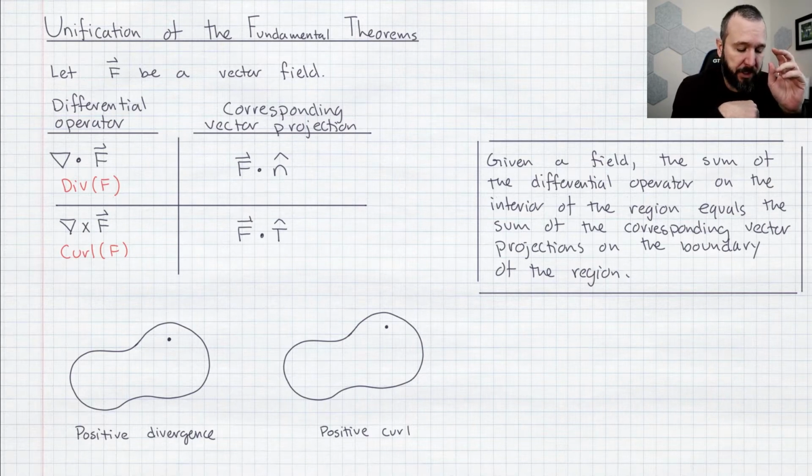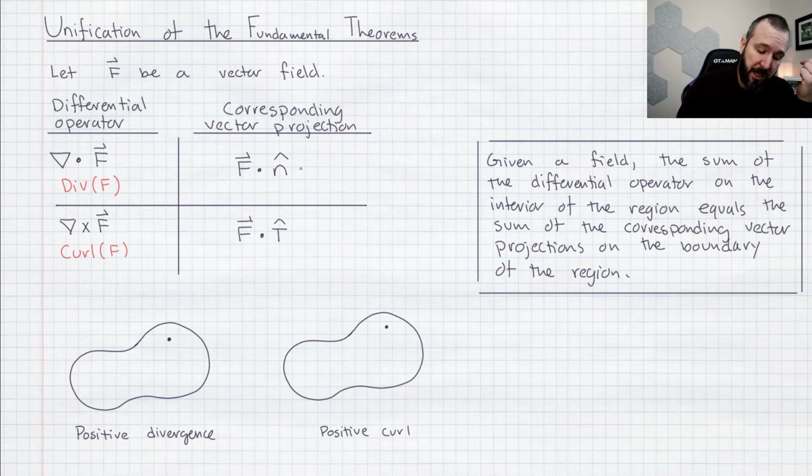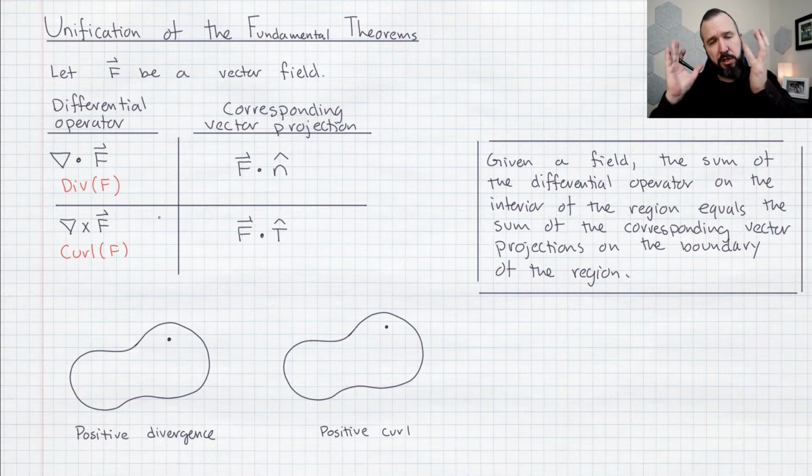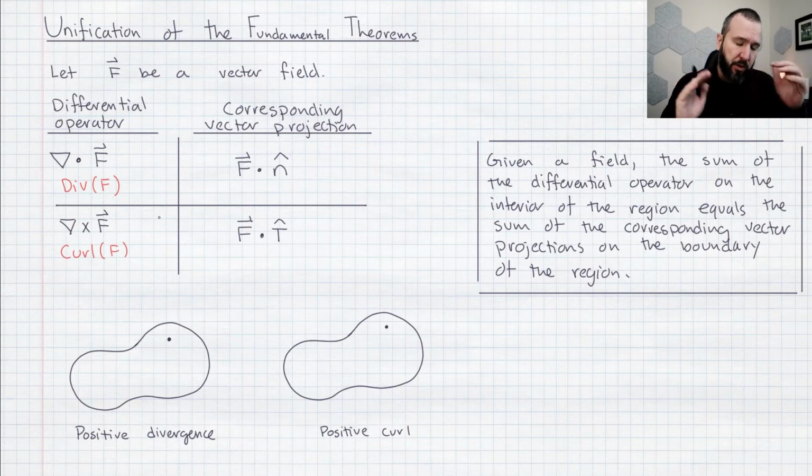So in Calc 3, we have two different kinds of differential operators, the divergence and the curl. And we have two ways of projecting the vector field onto a unit vector on the boundary. You could either project it onto the outward normal here, or you can project it onto the unit tangent there. And I want to explain that the divergence corresponds with a projection onto the unit normal vector, and the curl corresponds to a projection onto the unit tangent vector.